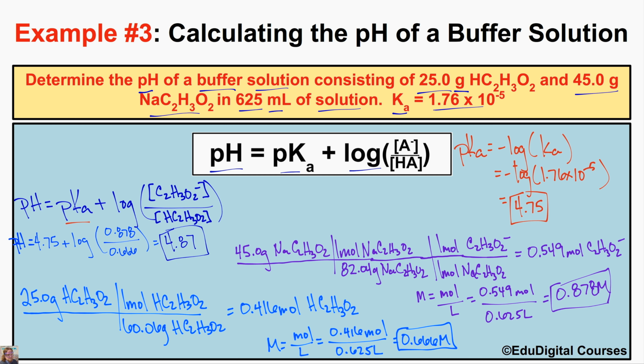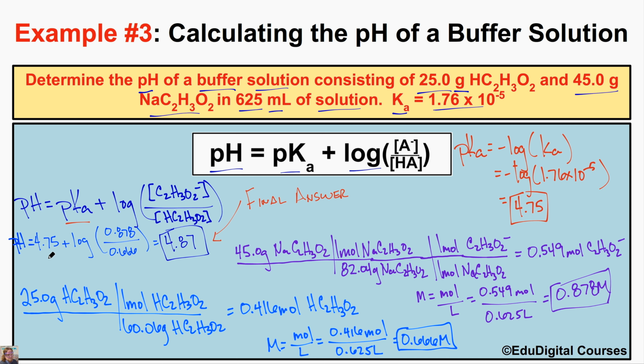And this right here is going to be our final answer. And so does this answer make sense? Well, if we take a look, the concentration of our conjugate base is greater than the concentration of our weak acid, or in other words, the concentration of our weak acid is less than the concentration of our conjugate base.